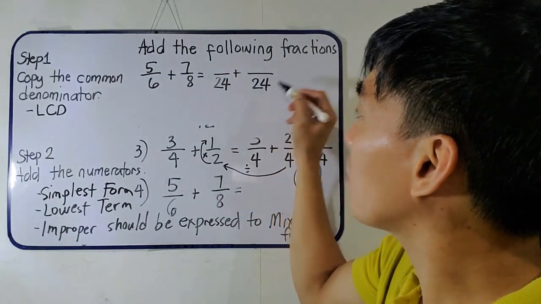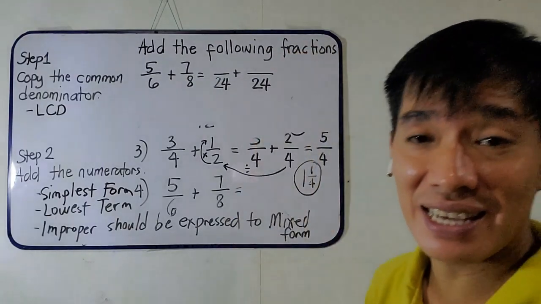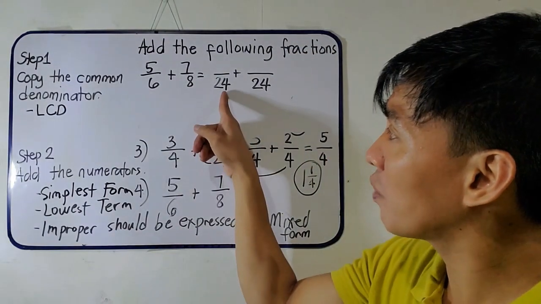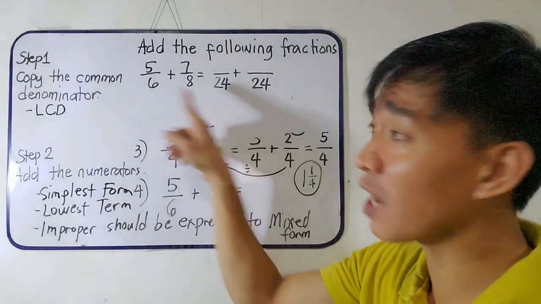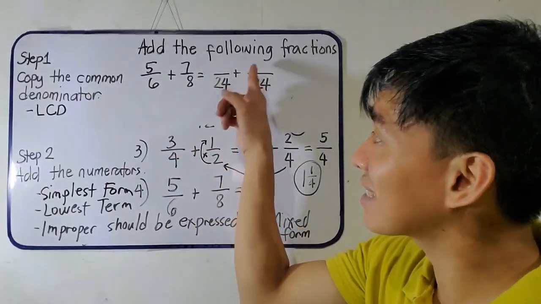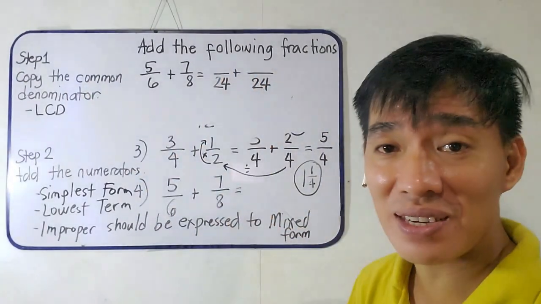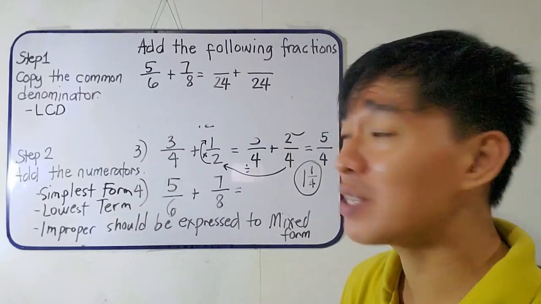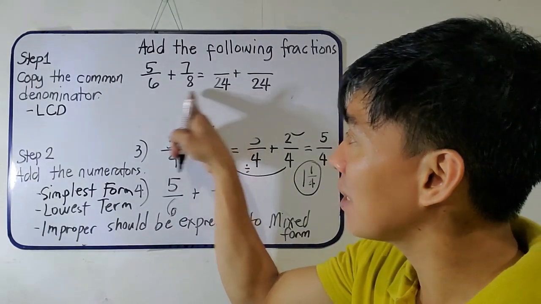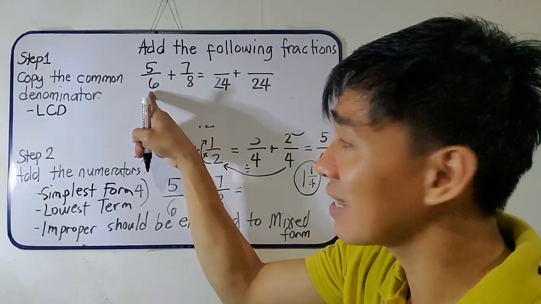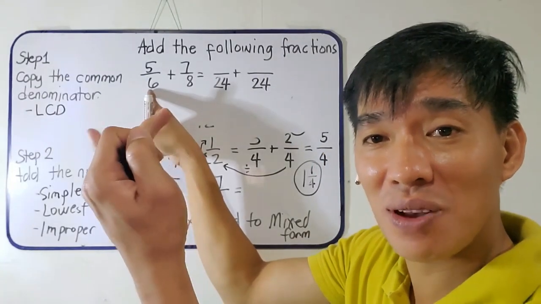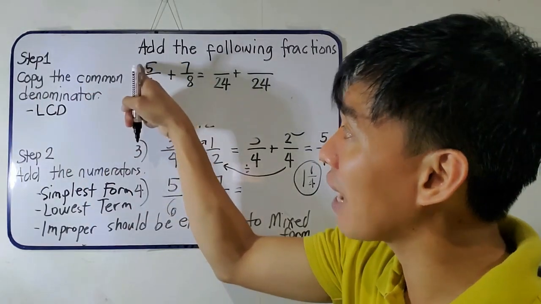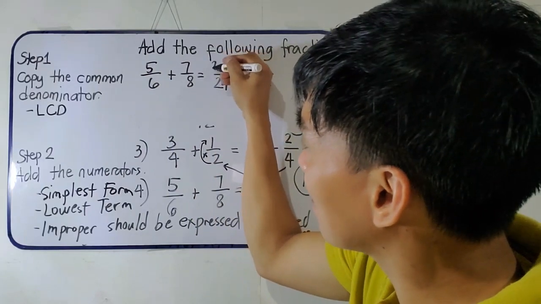So, use 24 as your new denominator this time. Then after that one, we already have the denominator, which is 24. Kag common na sila. The next step is look for their numerator. And in order for us to look for that numerator, so 24 divided by 6, the answer is 6, 12, 18, 24, that's 4, times 5, so 20 here.